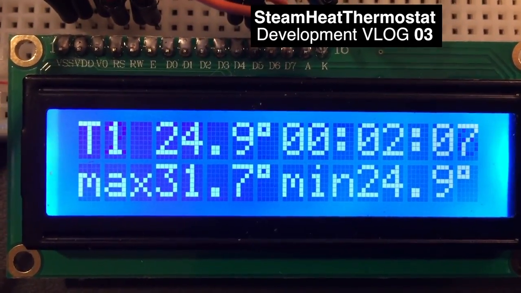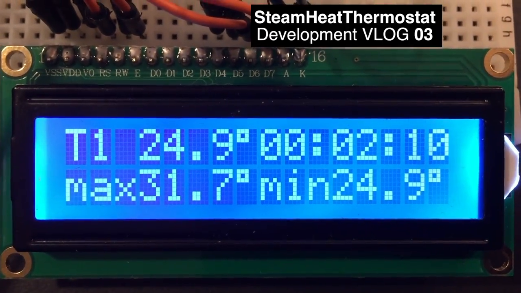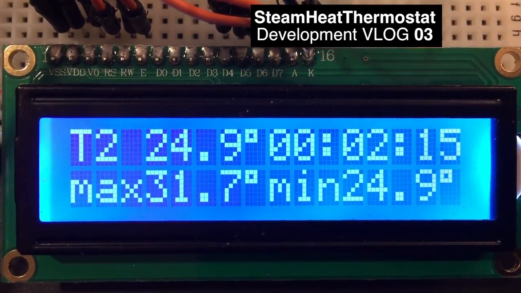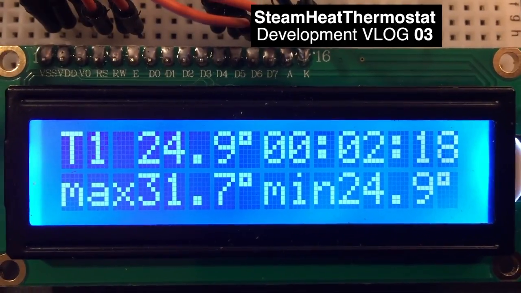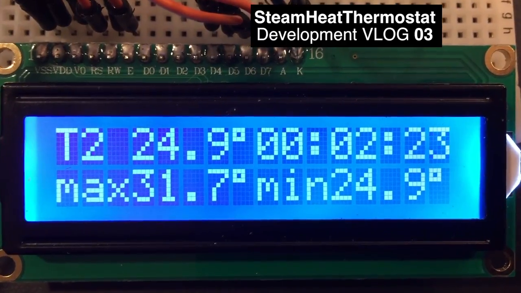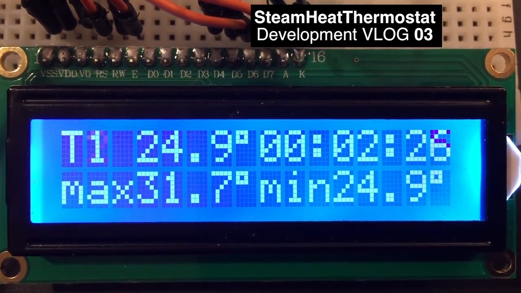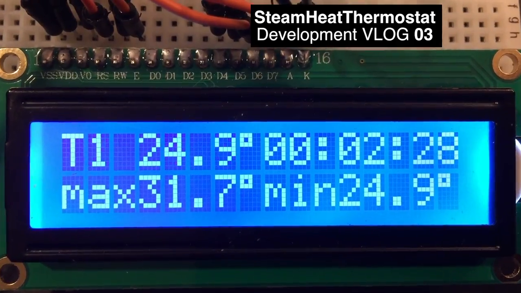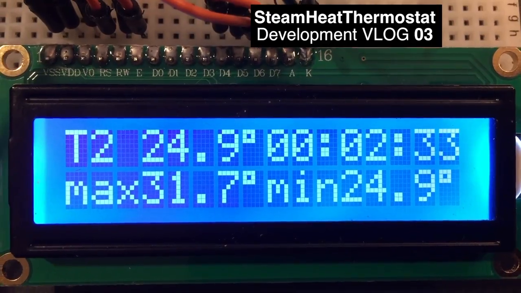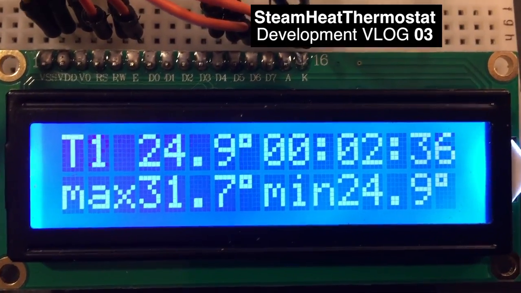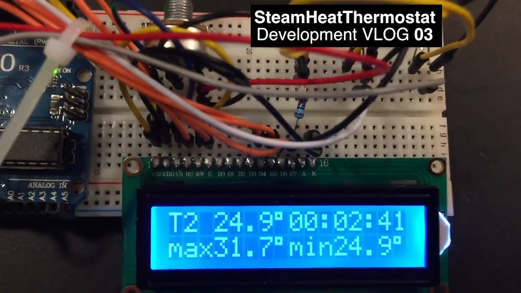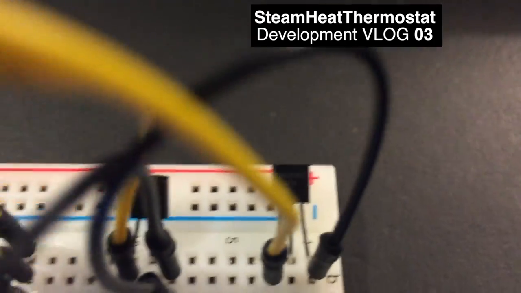We show the temperature of both sensors and then the time, how long this thing is running in hours, minutes, and seconds. And we show the maximum temperature in the bottom and the minimum temperature. So the range, right? And what we are working here for each sensor separate. And we switch around like every second. We could do this slower, but I'm gonna try this one here. Still having our two sensors there.